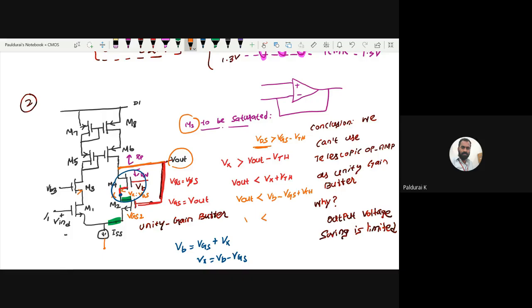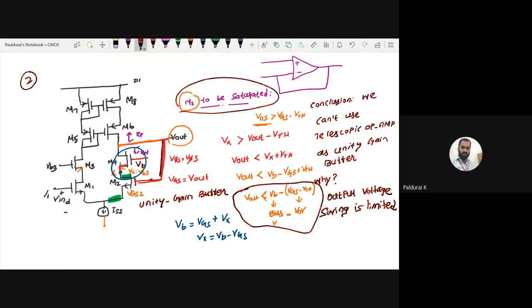So this can be written as V out less than VB minus (VGS minus Vth), taking minus as common, right? This is my biasing voltage, and this is my overdrive voltage. So biasing voltage minus overdrive voltage will give you that V out. So listen, V out is less than this one. If you reduce the overdrive voltage or threshold voltage from the biasing voltage, that is my limit for V out. Now this we derived from M2 to be saturated.